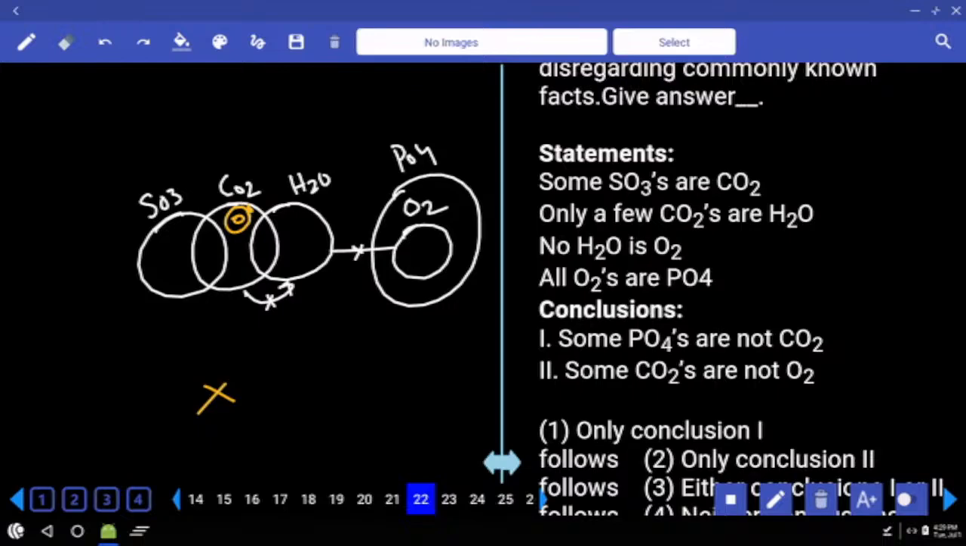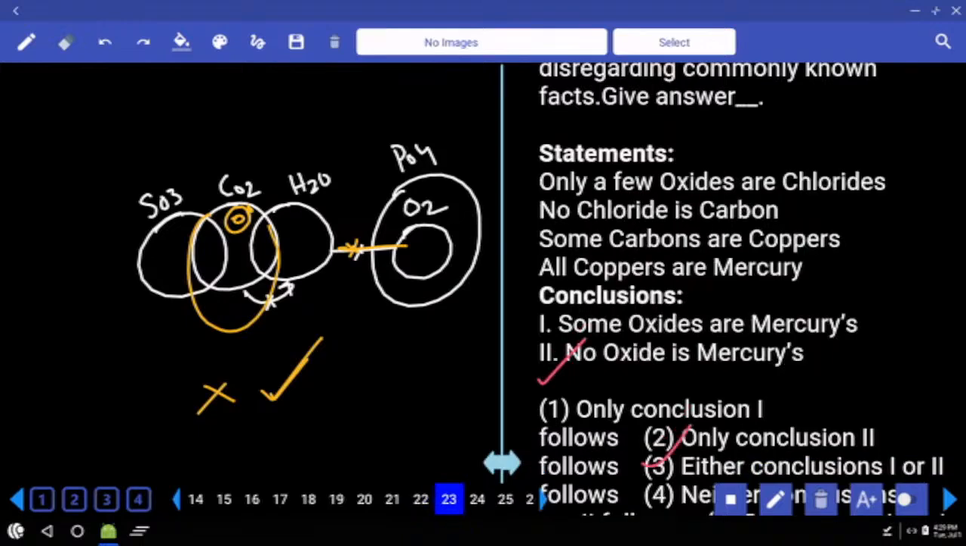Then coming to the next one. Some CO2s are not O2s, that is true. To make this one false, all CO2s are O2s. Is it possible? Now if you write O2 like this, the statement no O2 is H2O will become false. And alternate diagram cannot be drawn. The second conclusion cannot be false even once. Hence it is definitely 100% true. Only 2, choice 2 for question number 22.